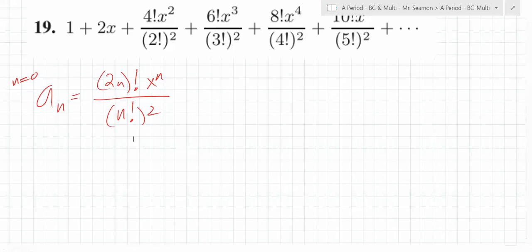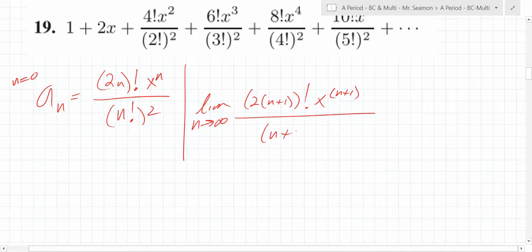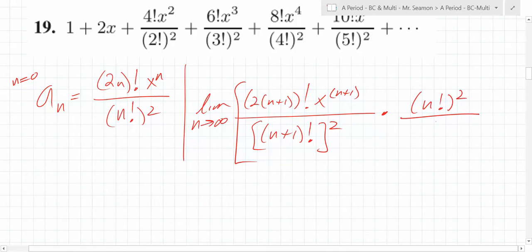So now you need to actually do this out. So what do you end up with? The limit as n goes to infinity of (2(n+1))! x to the n plus 1 over what? (n+1) factorial times itself. But then what do we multiply it by? (n!)^2 over what? (2n)!.